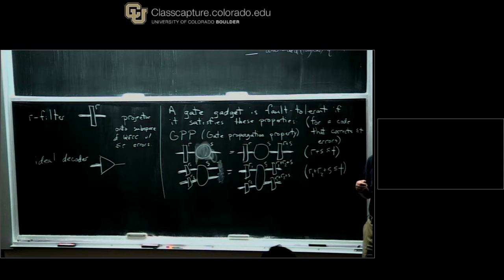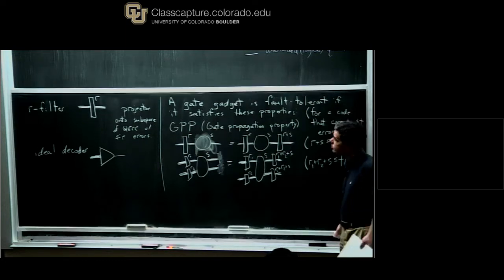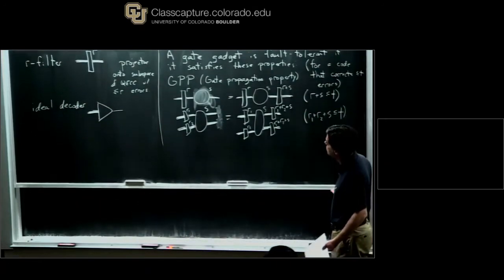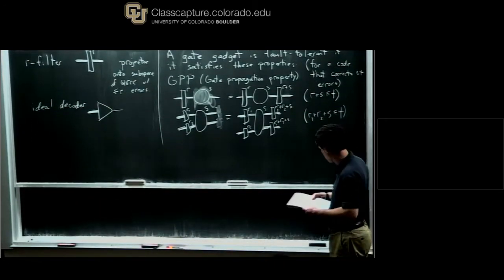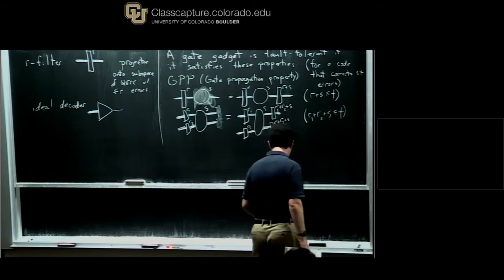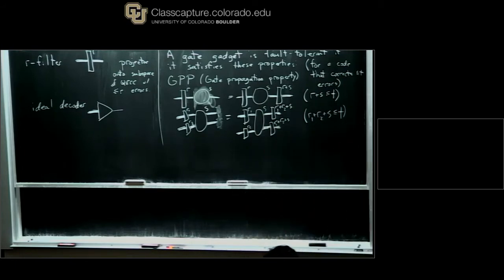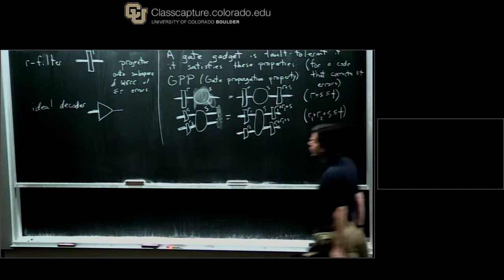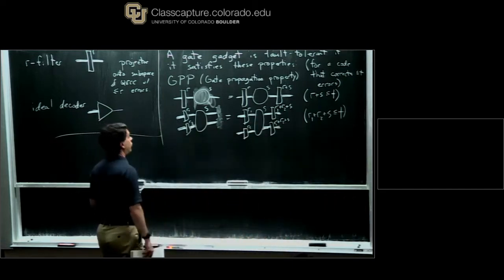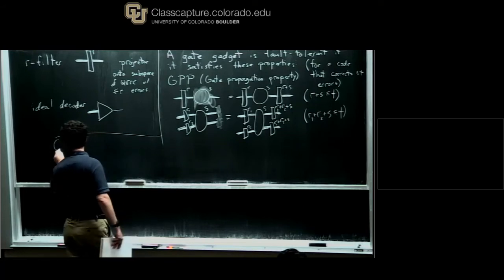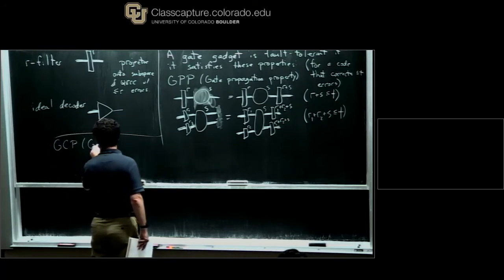Okay, so that was one of the conditions. So the other condition is the GCP, the gate correctness property.